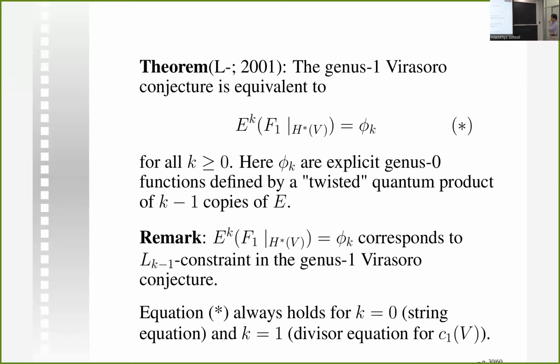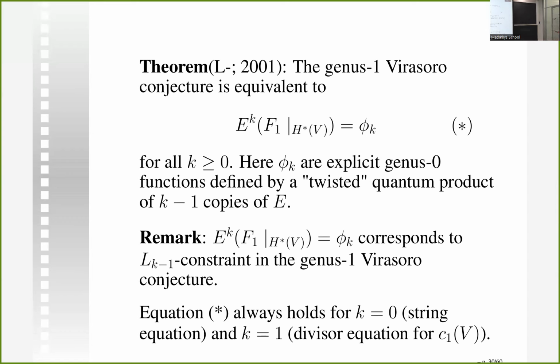So this is the result of myself from 2001. It says that if you look at the genus one Virasoro conjecture, the original Virasoro conjecture is on the big phase space. Then this theorem tells us you can just look at the small phase space, namely all the invariants involved are just primary invariants. There are no descendants.